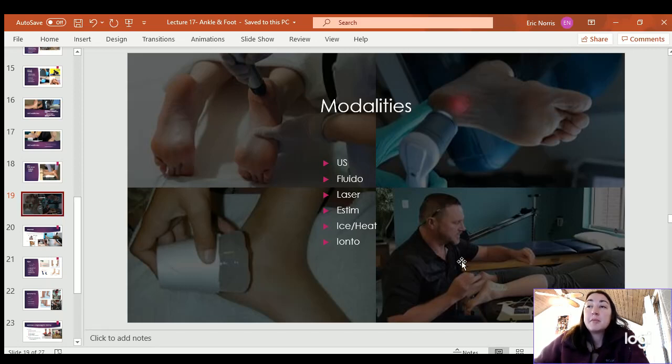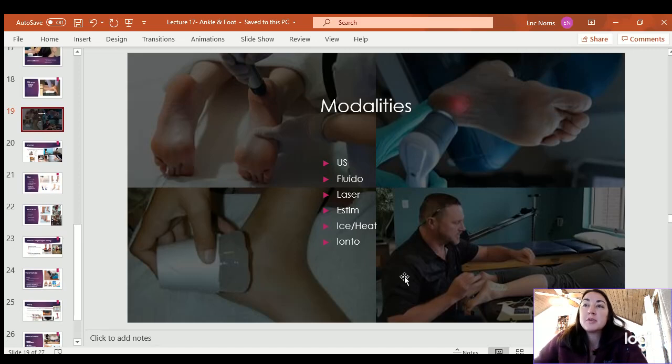All right, some of the modalities we typically use on foot and ankle patients: ultrasound. The more I talk about ultrasound, the more I'm like, I must really like ultrasound. I didn't even realize. Fluidotherapy, of course, we've talked about. You can do it with feet. I don't see it in clinic a lot, and it's really hard to get somebody in the right position to put their foot in. So it's not as realistic, but it's certainly possible.